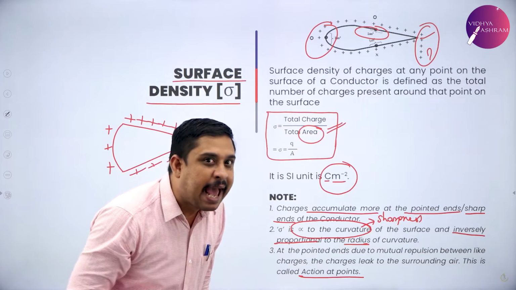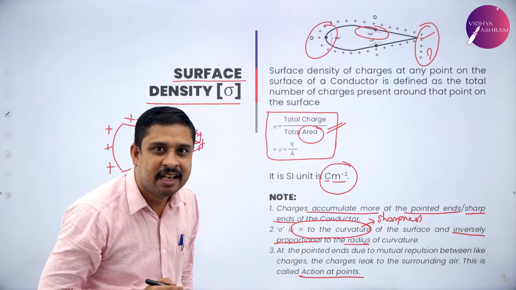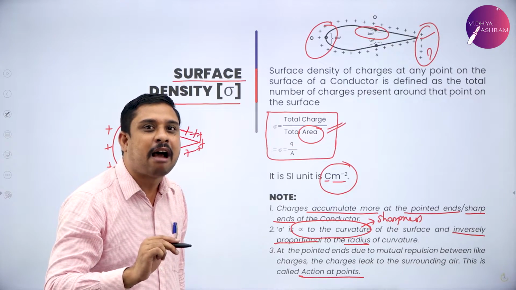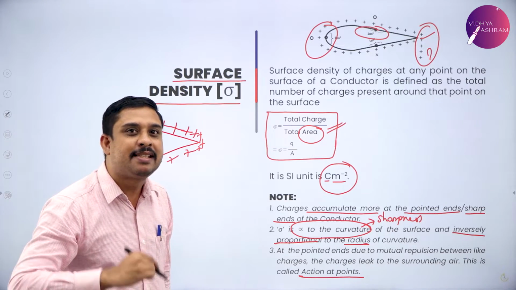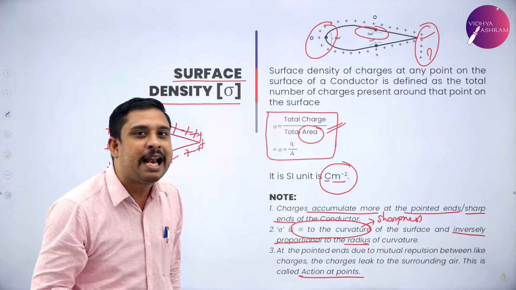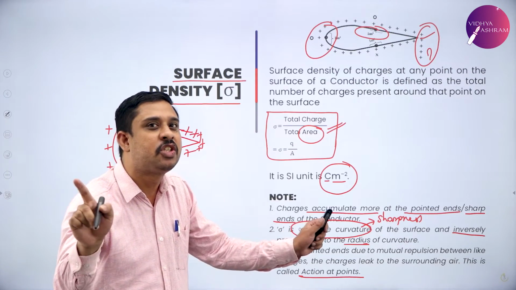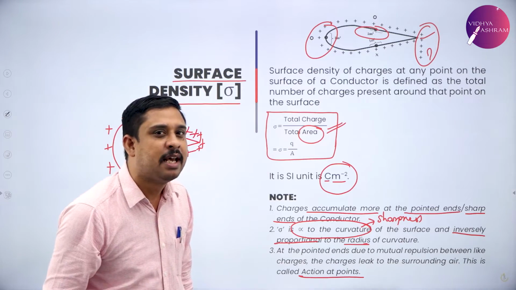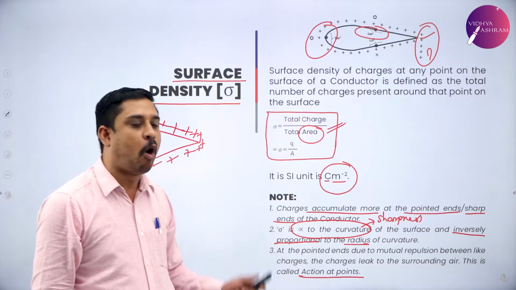What action is happening at points? Leakage of charges. Charges start leaking to the surrounding medium. Why has this leakage happened? They are like charges, experiencing mutual repulsion because of small space. And that is what we call action at points.